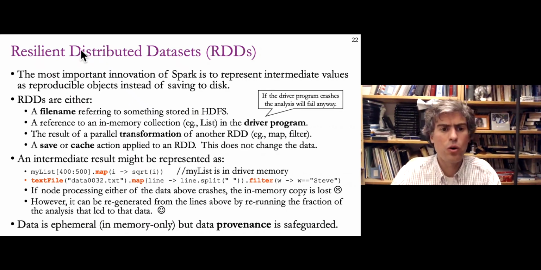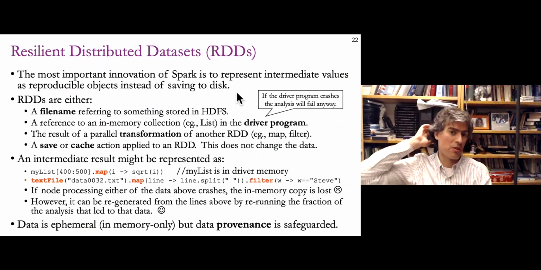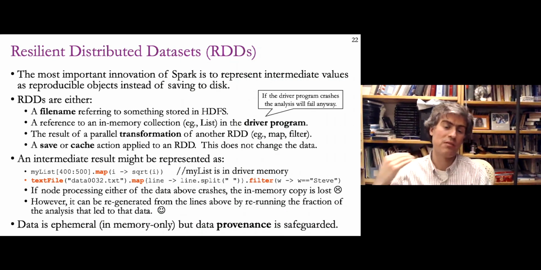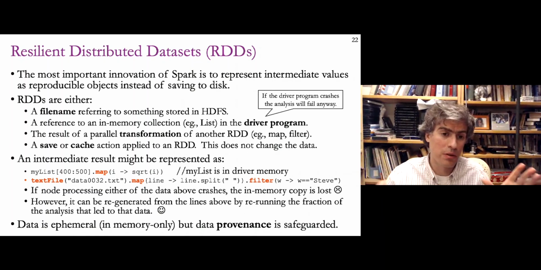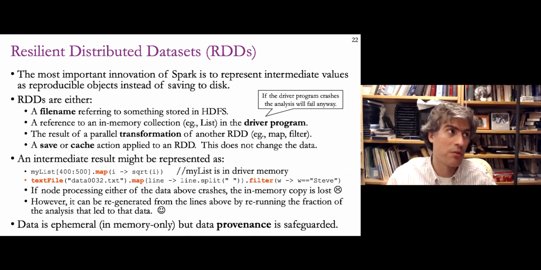One of the core innovations in Spark is the Resilient Distributed Dataset, or RDD, which is a way that Spark represents intermediate values as reproducible objects instead of saving to disk. This is what makes it more efficient. You don't have to save all the intermediate results to disk between the steps. If you're doing a communication, you don't have to save things to disk first before communicating. That saves a lot of time.